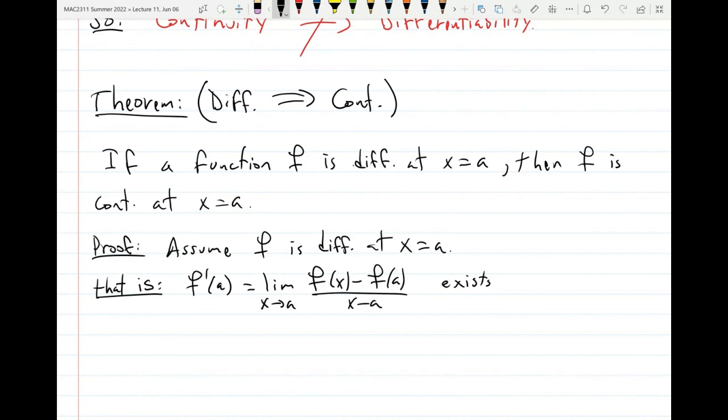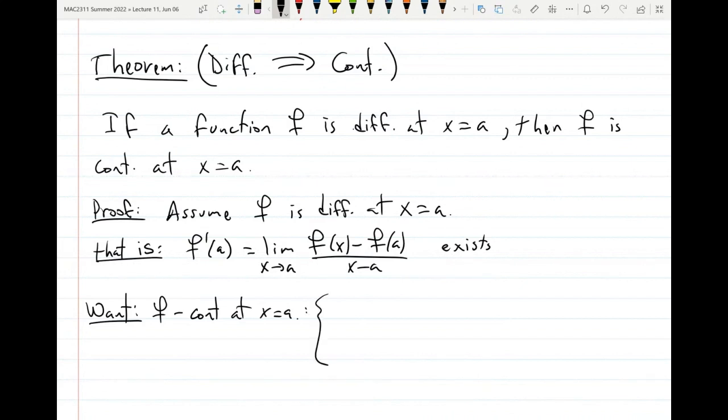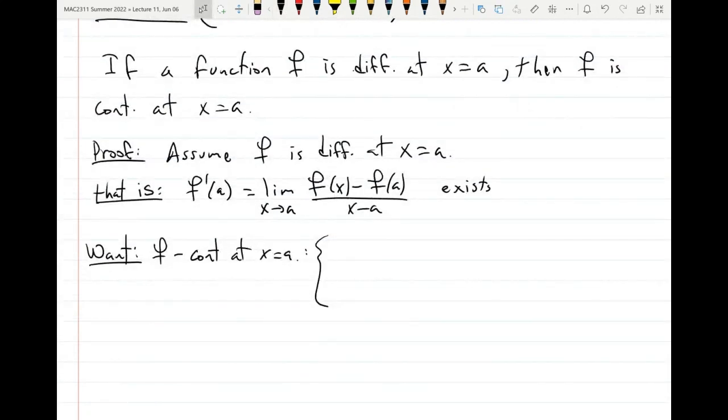From here, we need to show, so what do we want? It's good to write what we want. We want to show that f is continuous at x equal a. So to argue this, what do we need to argue? There are three things that we need to argue. What are they? In other words, the three items of continuity. That was a question in your exam, right?